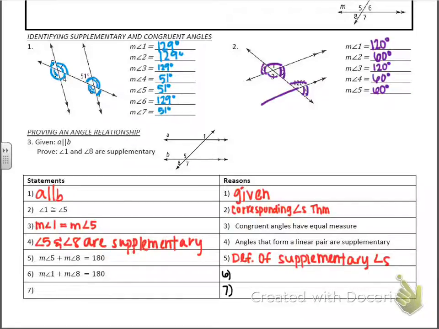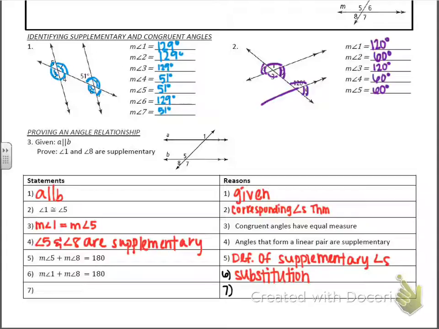So then they say that the measure of angle 1 plus the measure of angle 8 equals 180. What did they do there? They substituted angle 1 for angle 5. So that is substitution. If you put transitive, I think substitution is more correct, but transitive isn't necessarily incorrect.